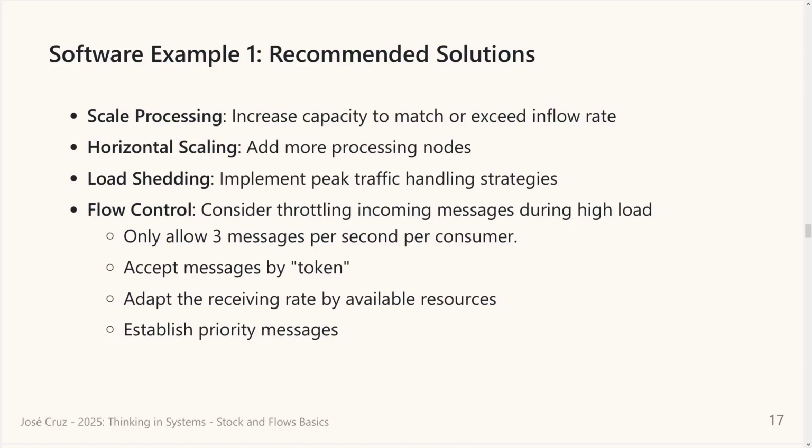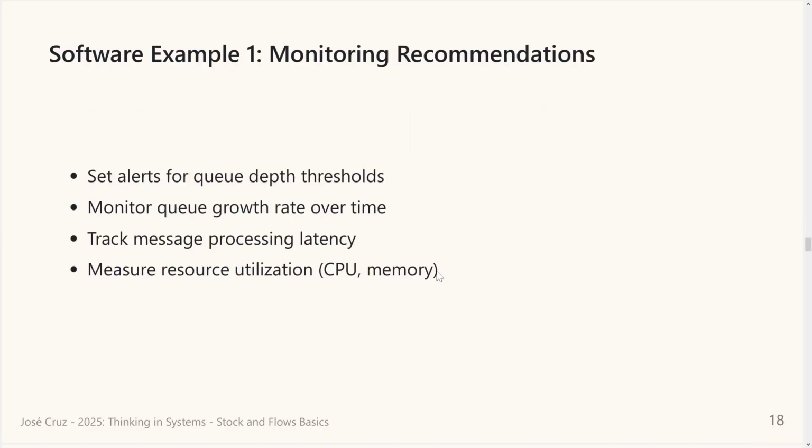And another thing is establish priority messages. It's the same concept that I explained using Netflix. So people who pay more have a priority. The other ones will be refused, or they should wait, or even be sent to a different server. Sometimes that's what happens. Okay, monitoring recommendations.